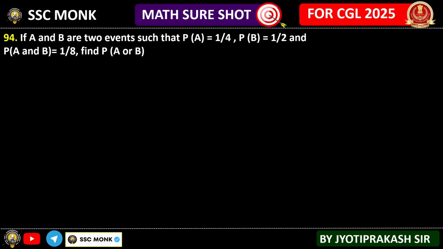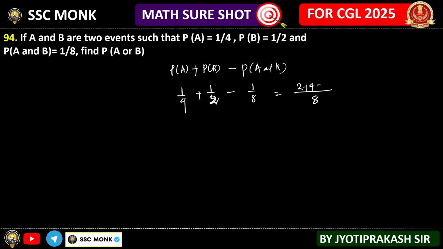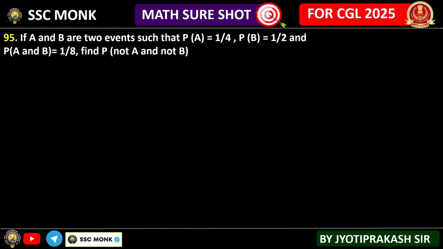Clear? Next, if A, B are two events such that probability of A is equal to 1 by 4, probability of B is equal to 1 by 2, and probability of A and B is equal to 1 by 8, then find the probability of A or B. See, it is the direct formula. Probability of A plus probability of B minus probability of A and B. Clear? So probability of A, 1 by 4, plus probability of B, 1 by 2, minus 1 by 8. 8 is the LCM. 2 plus 4 minus 1, that is equal to 5 by 8. Answer.